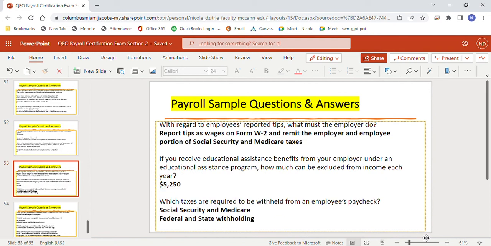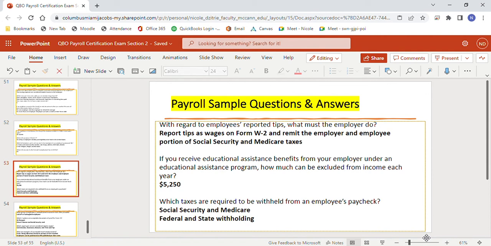With regard to employees' reported tips, what must an employer do? They must report the tips as wages on their Form W-2 and remit the employer-employee portion of Social Security and Medicare taxes. If you receive educational assistance benefit from your employer under an educational assistance program, how much can be excluded from income? That's $5,250.